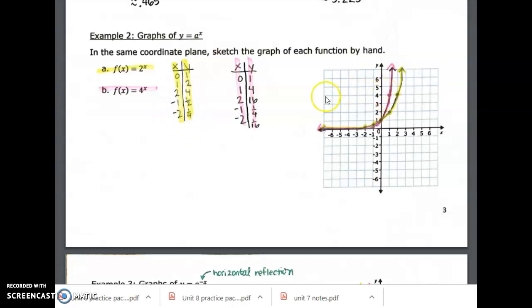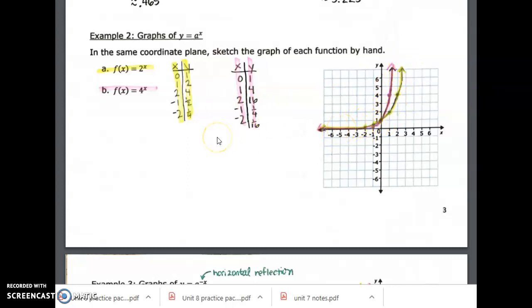and plotting those points. So when I plug 0 in for x, 2 to the 0 becomes 1. 2 to the first power is 2, 2 to the second power is 4. And remember, negative exponents, they don't make your base negative. What they do is they actually take the reciprocal. So 2 to the negative 1 becomes 1/2, and 2 to the negative 2 becomes 1/4. So when I plot those points, that's what creates this kind of curvy line.